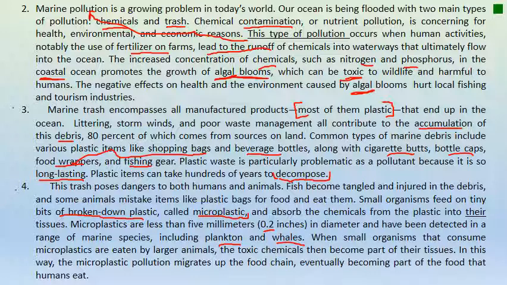They bring it away from the ocean, a dead whale, of course. When they open it up, they find maybe kilograms of plastic waste inside this organism. And that's what led to that whale's death. When small organisms that consume microplastics are eaten by larger animals, the toxic chemicals then become part of their tissues. In this way, the microplastic pollution migrates up the food chain.